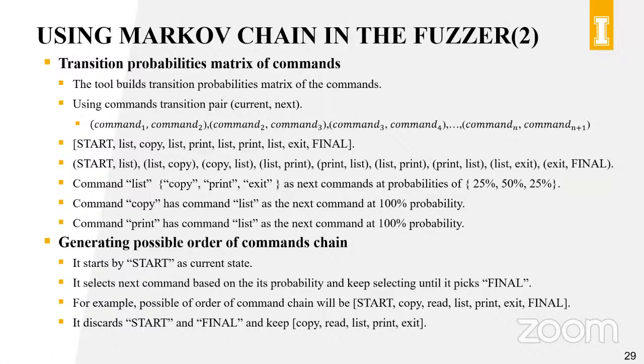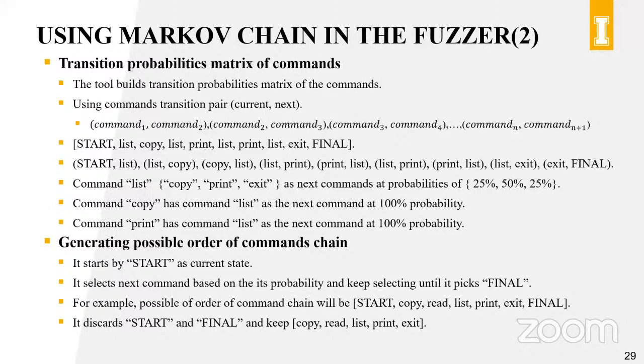Then we generate a possible order of commands, or command chain. It starts with start as the current state, and selects the next command based on its probability. We keep selecting the next command each time until final is picked. When final is picked, we stop generating the command chain.